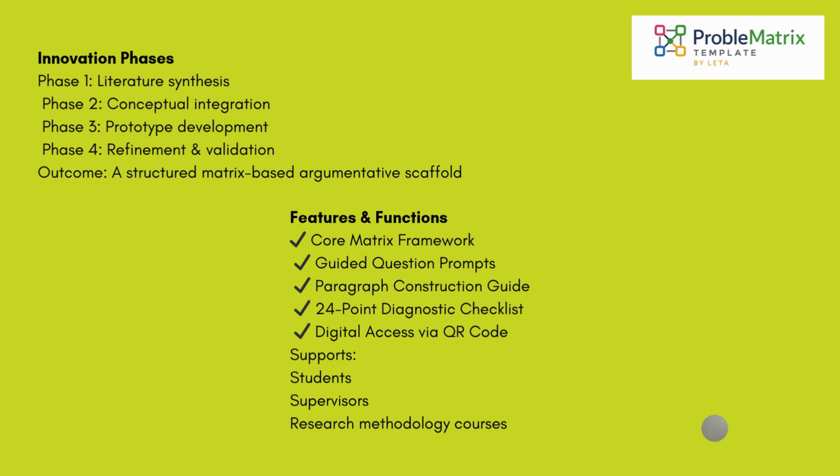Next, guided question prompts. Instead of telling students to identify the gap, we ask them specific questions. What exactly is missing? Who is affected? Why is this unresolved? These prompts trigger critical thinking automatically. Next, the paragraph construction guide. This ensures every paragraph does three things: advance logic, engage literature, justify relevance. So there are no more disconnected paragraphs.